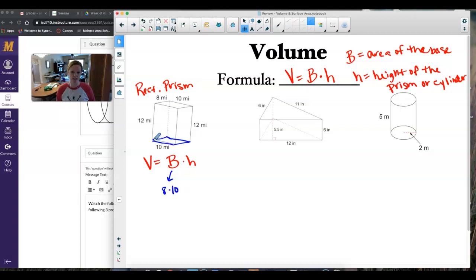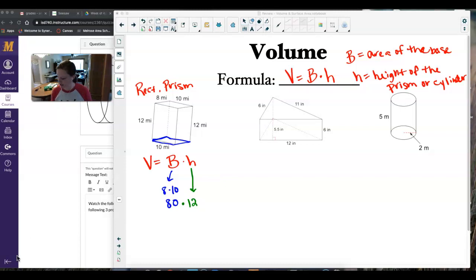This distance right here is 10. This distance right here is 8. So that is 80. Then we have to multiply that by the height of the prism, and the height of the prism is 12. So 80 times 12 ends up being 960. And so we have 960 miles cubed because it's volume. Okay, on to the next one.